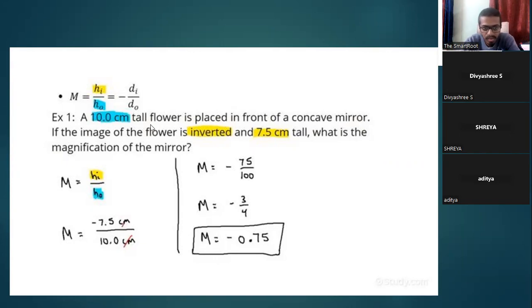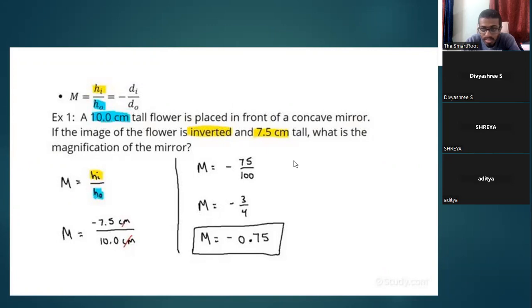A 10 centimeter tall flower is placed in front of a concave mirror. If the image of the flower is inverted and it is 7.5 centimeter tall, what is the magnification of the mirror? So it is a 10 centimeter tall flower, and the image is inverted. So I have the object height and the image height. 7.5 centimeter is the image height, that is what is highlighted here. And it's an inverted image.